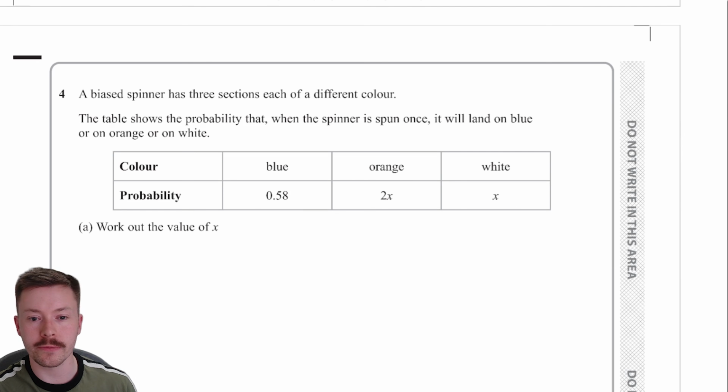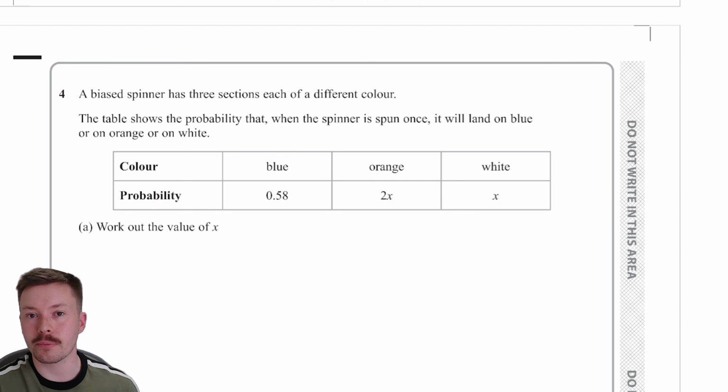Moving on to question 4, we have what looks to be a fairly standard problem. We've got a biased spinner, so there's not an equal chance of landing on each of the possible colours, blue, orange and white. It has 3 sections, each of a different colour. The table shows the probability that when the spinner is spun once, it will land on blue, orange or white. Work out the value of x.